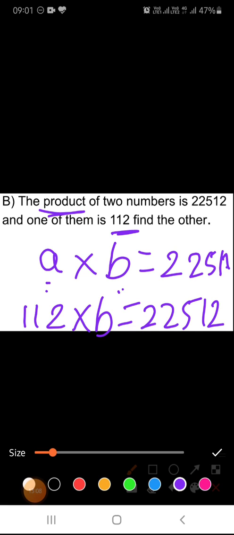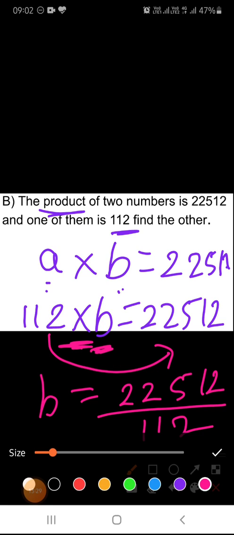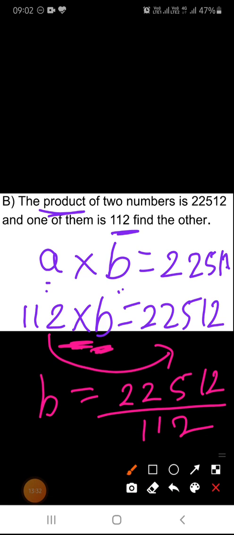Okay, so what will be the number? You have to find the value of B. So what will you do? B is equal to, as these two are in multiplication, when this 112 goes to this side of the equals sign, it will go in division. So it will be 22512 divided by 112. When you divide this by 112, you will get the value of B. Is it clear? So this way you have to do.